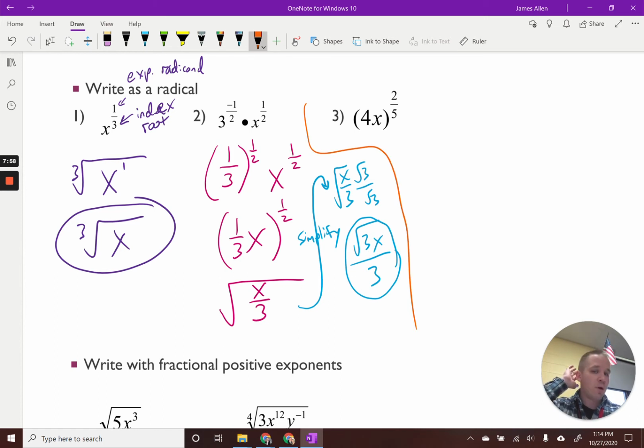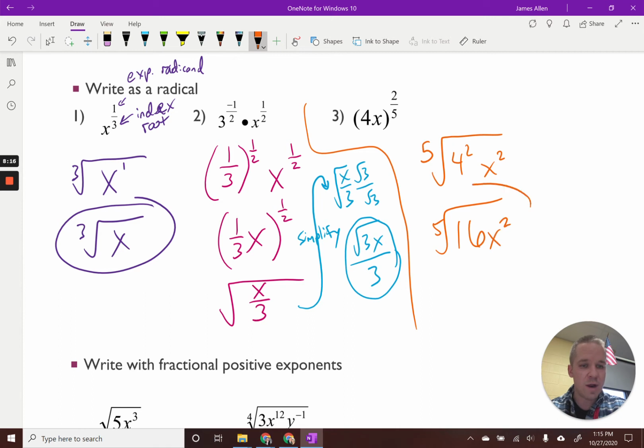Okay, and the last one here we want to write as a radical. So again, the denominator there, that's my root, that's my index. So this is going to be the 5th root of, and then the 2 is my exponent, so it'll be 4 squared and x squared. So I'm going to have the 5th root of 16x squared. Bingo, bango, we're done. I like it.